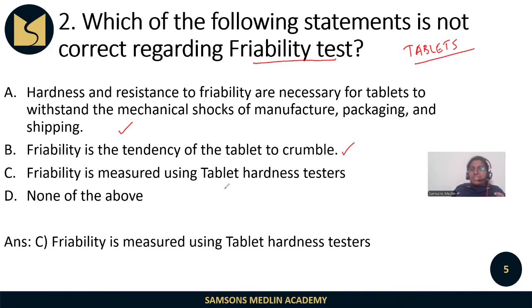Now, friability is measured using tablet hardness testers. So it is not measured using tablet hardness testers. Tablet hardness tester is actually used for measuring the hardness of the tablet. Okay, friability is entirely a different phenomenon. So friability is measured using different types of friabilitors. So that is why in these options, option C is the correct answer. The question asked is, which of the following statements is not correct. So that is why option C is correct here.